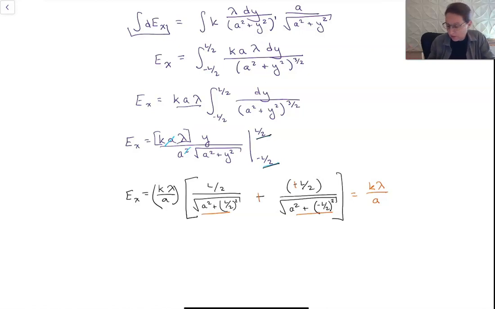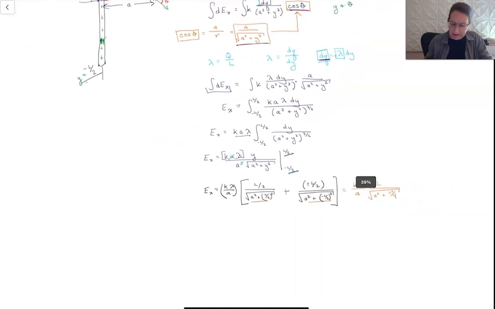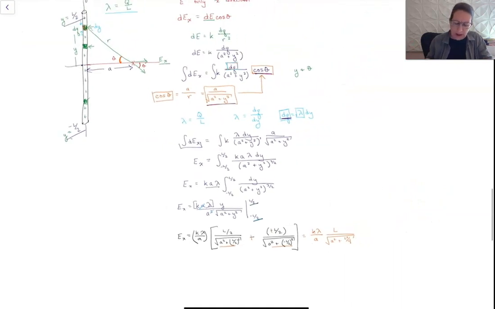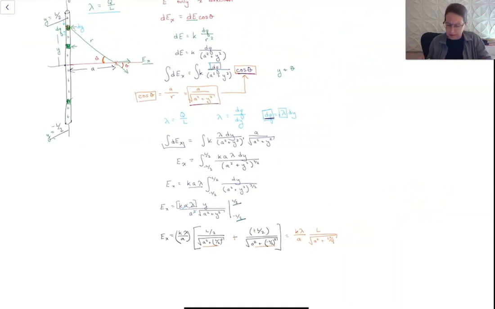I get L over 2 plus L over 2 added together. They've got the common denominator. So that just becomes L over the square root of a squared plus L squared over 4. Okay, and that's our answer. Great. Tells us a lot. That is the electric field at this point. That tells us how big it is.